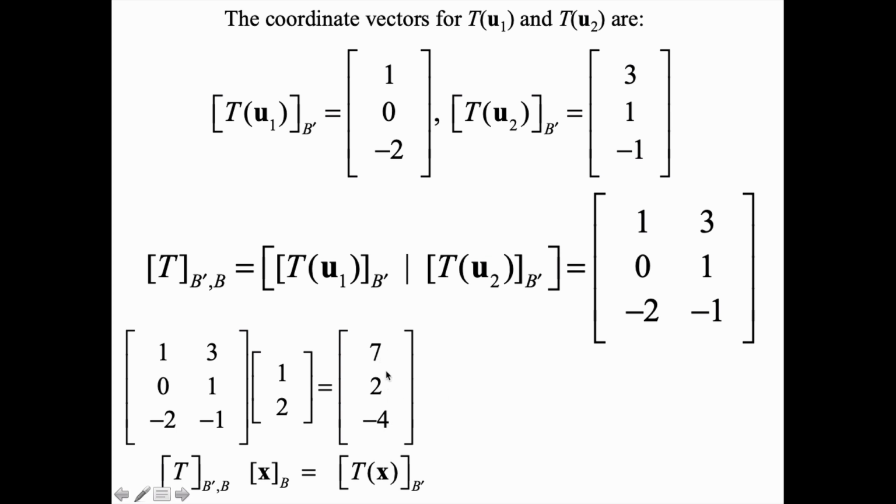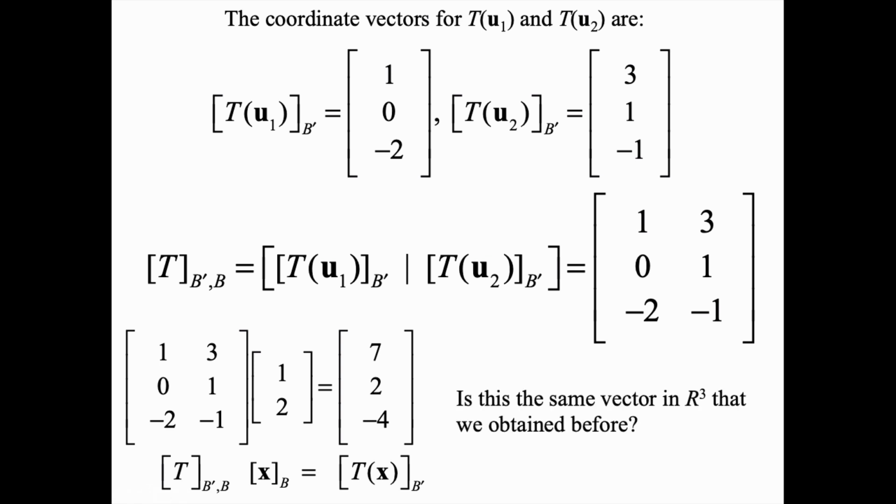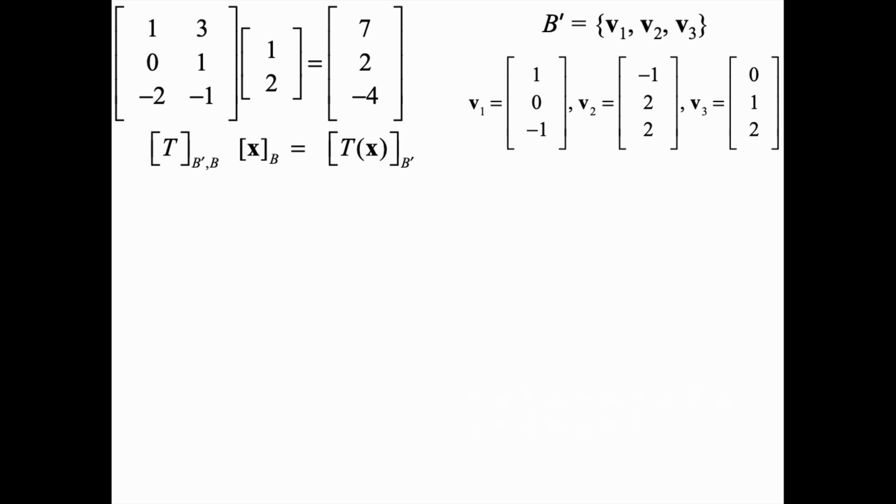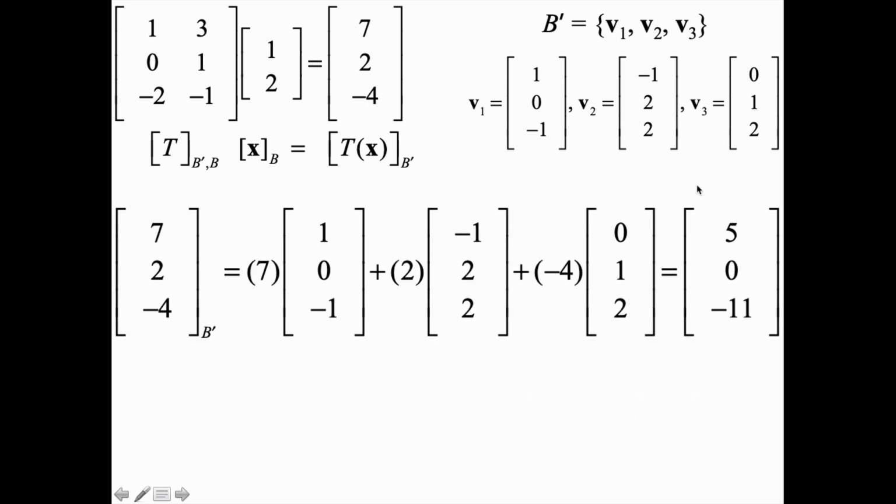That's what this means. But interestingly, if we actually worked it out, we should land at the same place in 3 space. It's the same transformation, just a different way of expressing it. Let's see if that works out. Is this the same vector in R3 that we obtained before? What was it? 5, 0, negative 11, something like that? Let's see. Is it really so that 7 times V1 plus 2 times V2 minus 4 times V3 gives us the familiar answer we had before?